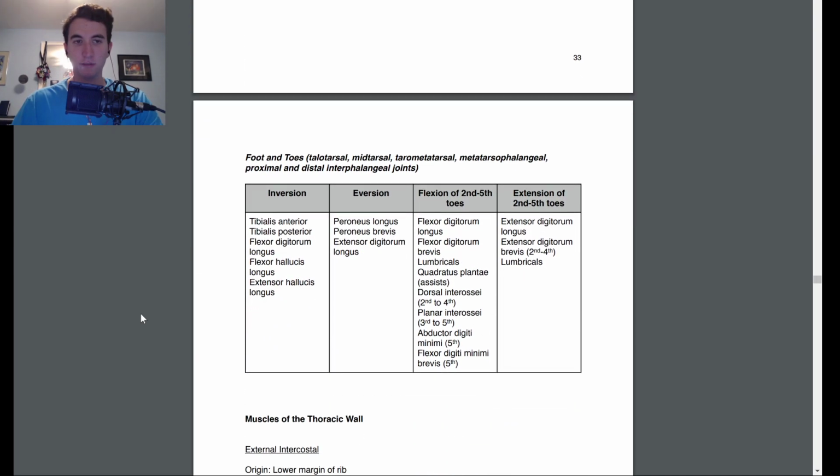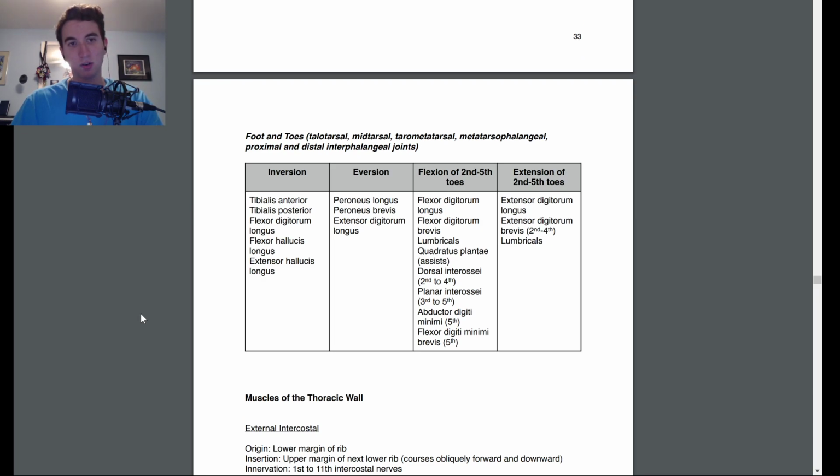Then we have the chart for the foot and toes: talotarsal, midtarsal, tarsometatarsal, metatarsophalangeal, proximal, and distal interphalangeal joints.